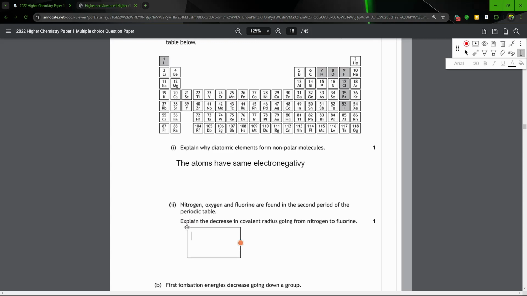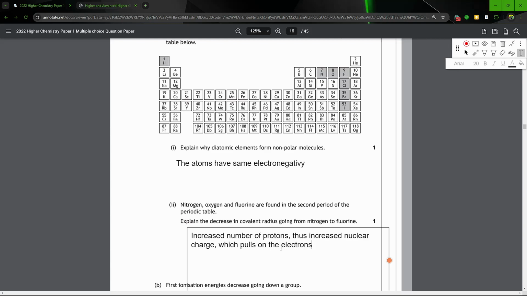So that's what we're going to say. We're going to say an increased number of protons plus increased nuclear charge, which pulls on the electrons with more force, pulling them closer to the nucleus. I can never actually spell nucleus, but there we go.